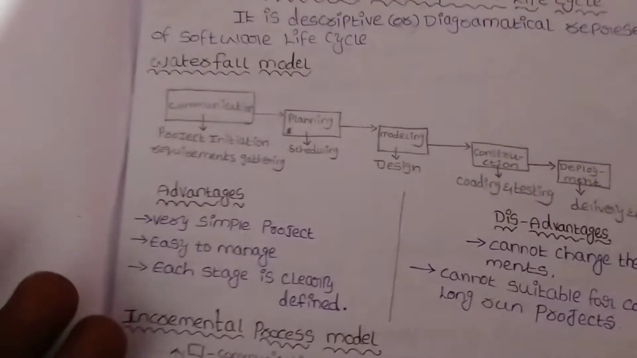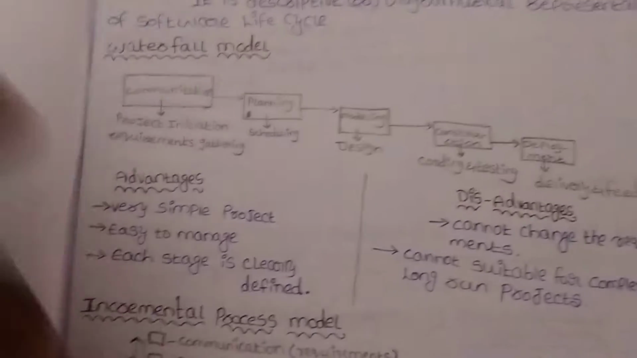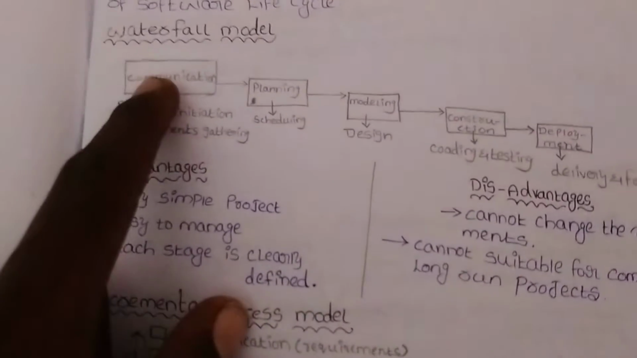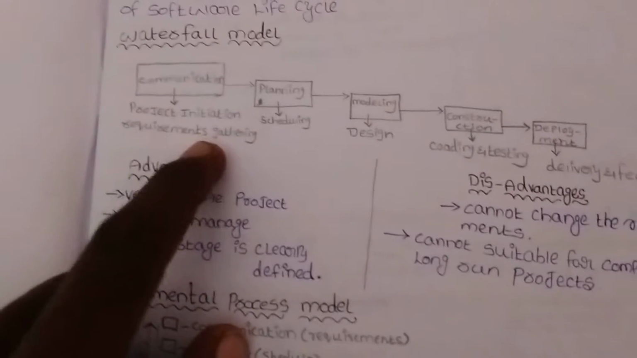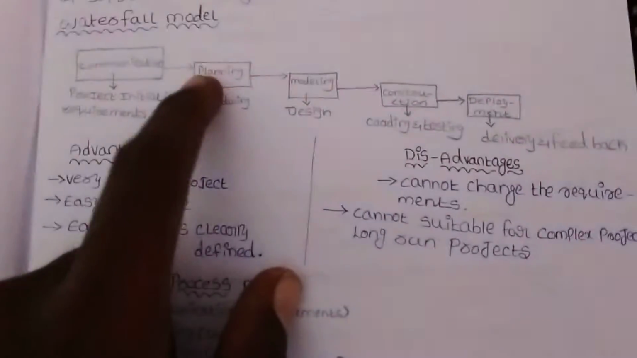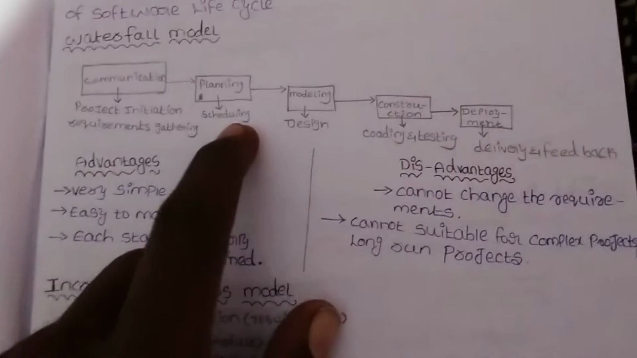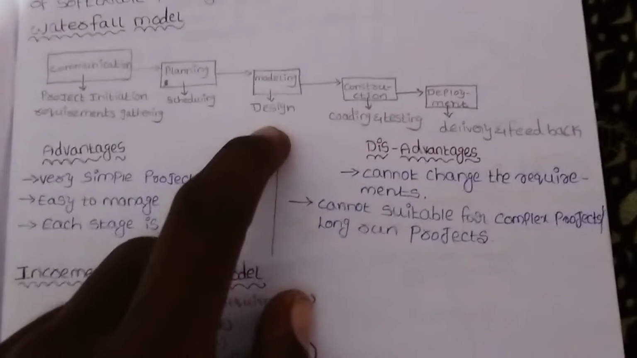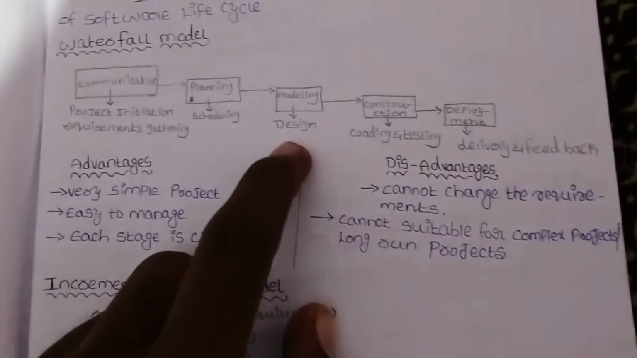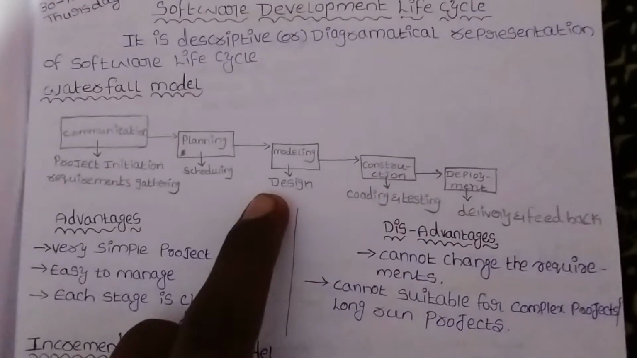In a software project we take, first we communicate with the people who require the project. Then planning: what is planning? Scheduling, cost, requirements, etc. And next we have modeling. In modeling, we make a small design for the project, the coding, etc.